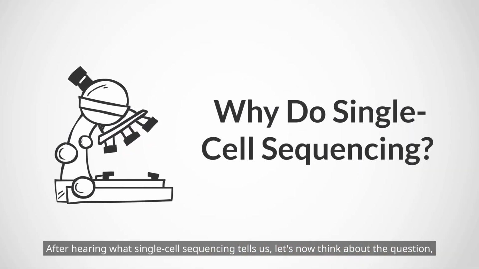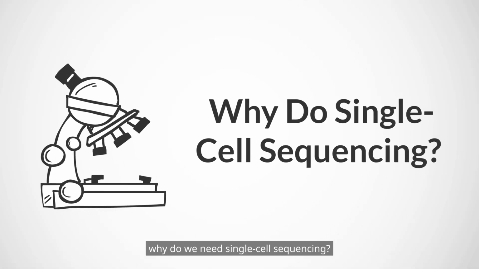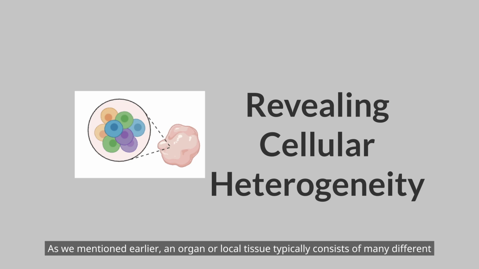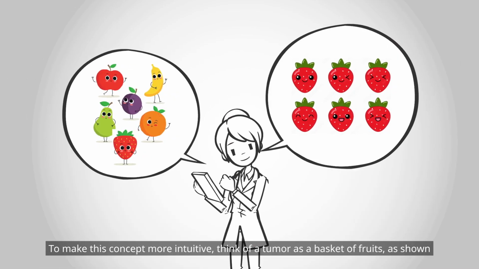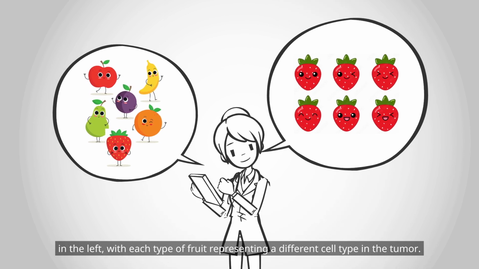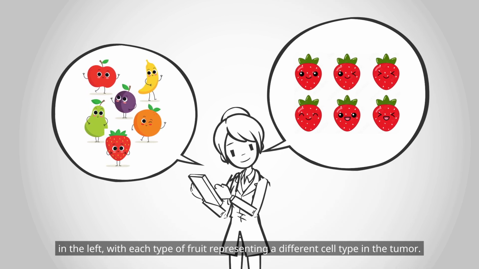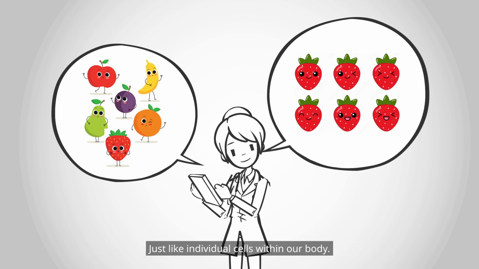After hearing what single-cell sequencing tells us, let's now think about the question: why do we need single-cell sequencing? As we mentioned earlier, an organ or local tissue typically consists of many different cell types. To make this concept more intuitive, think of a tumor as a basket of fruits, as shown on the left, with each type of fruit representing a different cell type in the tumor. Even within the same cell type, like when they're all strawberries, you will notice from the graph on the right that they can vary in shape and appearance, just like individual cells within our body.